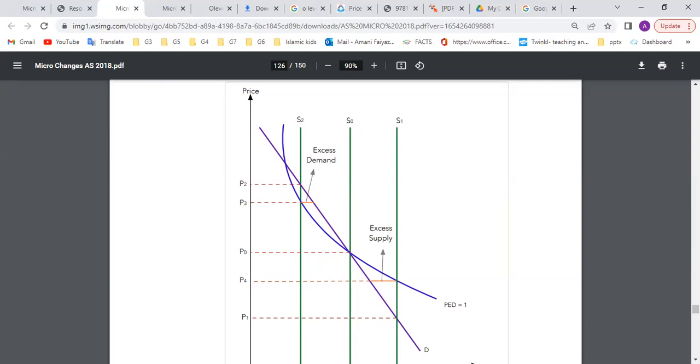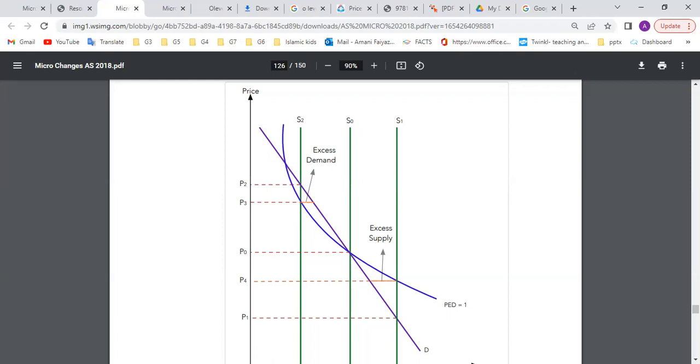The demand changes in the same proportion. So if you are increasing price by 2 units or 2%, even your demand will decrease by 2%. Price increases by 2%, demand decreases by 2%. So see, the proportion is the same. That's unitary elasticity.